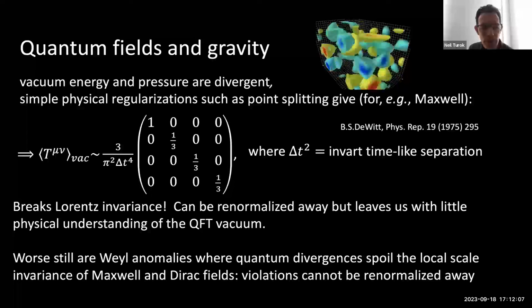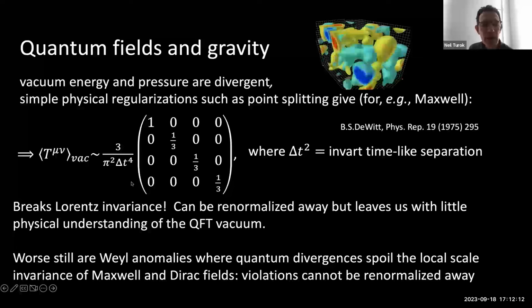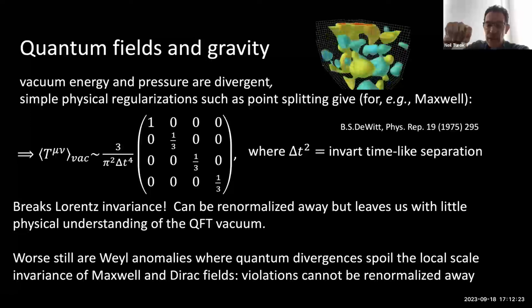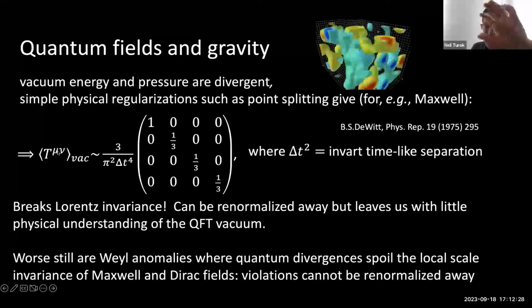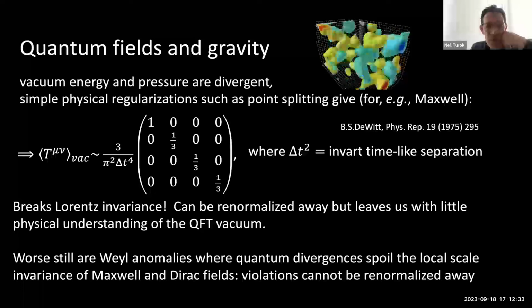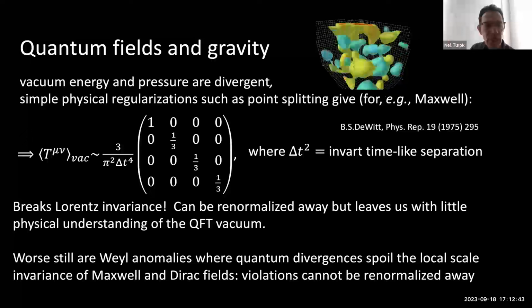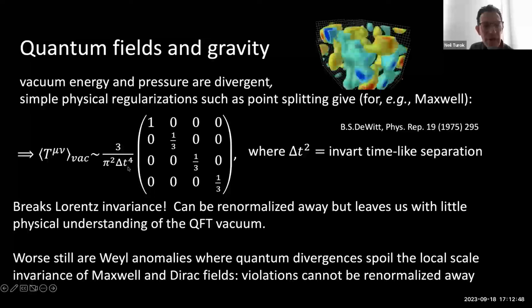The most dramatic physical problem is that the expectation value of the stress tensor in the vacuum, let's say due to Maxwell fields, is divergent. This is calculated in point splitting, where, as T mu nu is quadratic in the field, you take two different space-time points, and you take their separation to zero in a time-like direction. This is a sort of energy smoothing. One over delta T is effectively a cutoff in the energy. So it's a very elegant way of calculating this. The calculation is Lorentz invariant, but the answer is not.